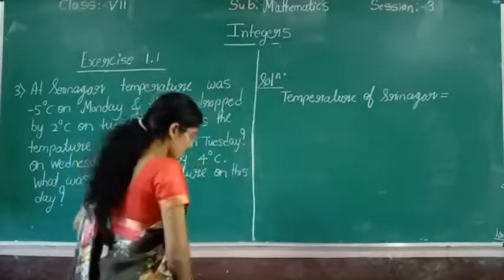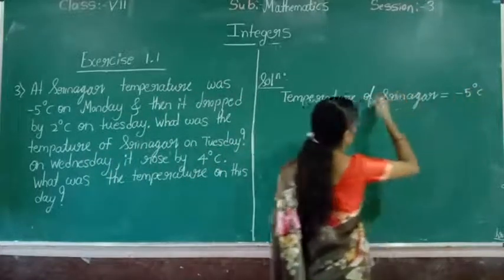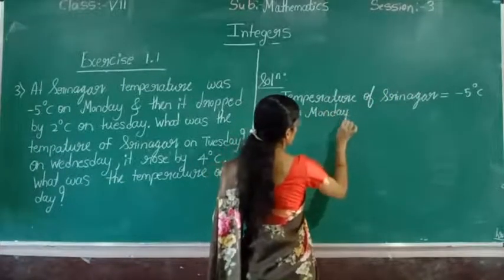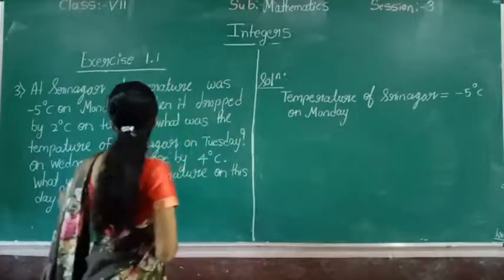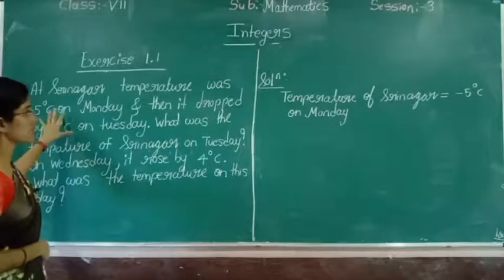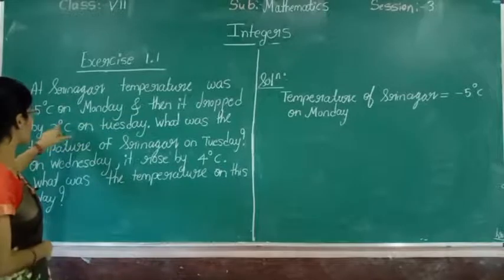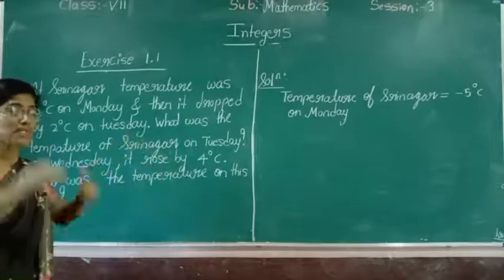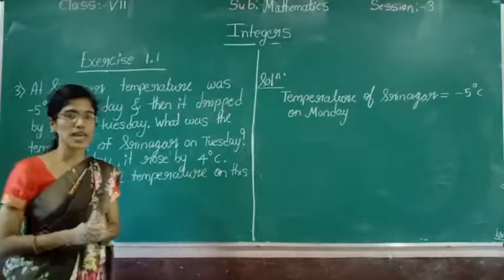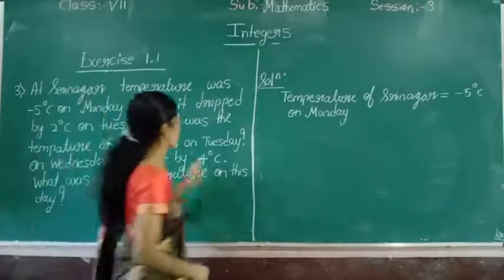On Monday, it was -5 degrees Celsius. This was the temperature of Srinagar on Monday. And then it dropped by 2 degrees Celsius on Tuesday. Dropped means it is reduced. Reduced means we have to do addition or subtraction. We have to do subtraction. What they ask, what was the temperature of Srinagar on Tuesday?